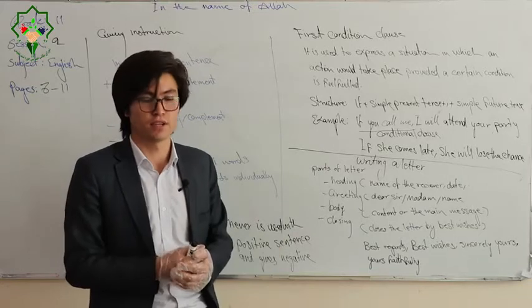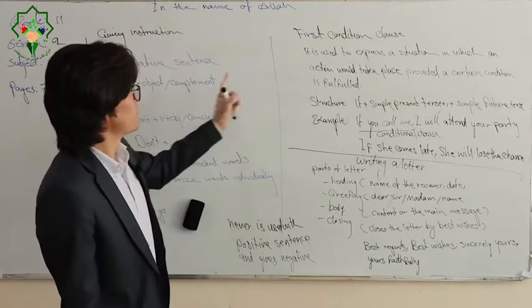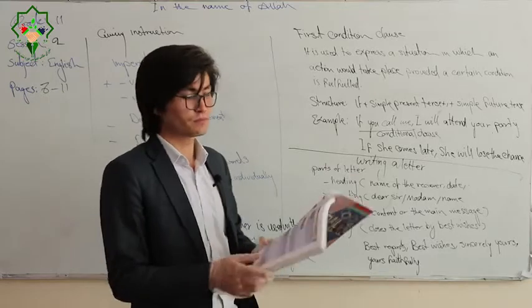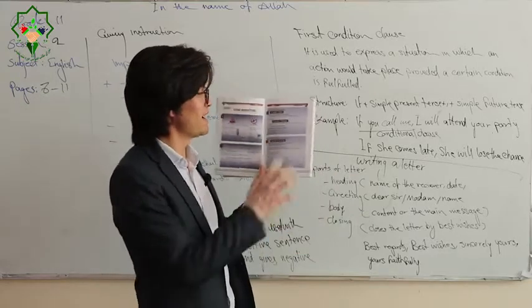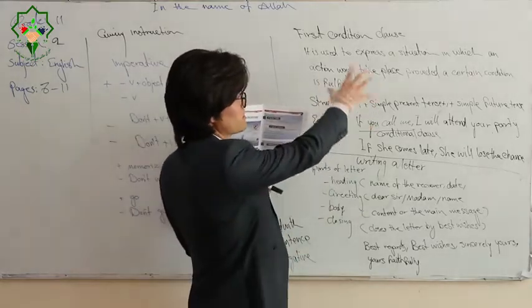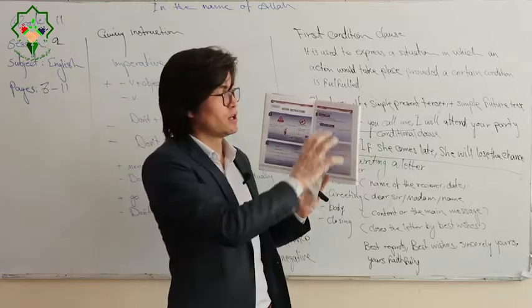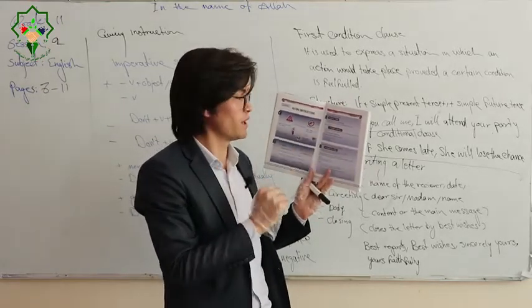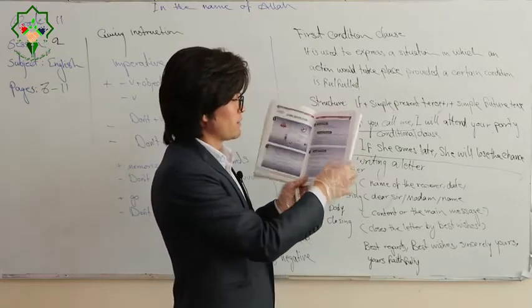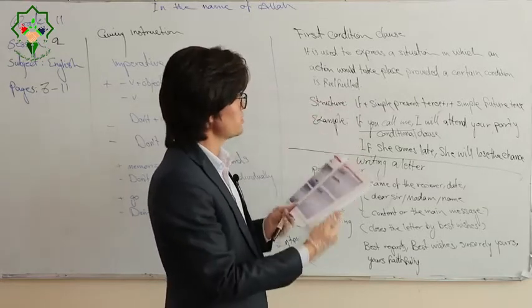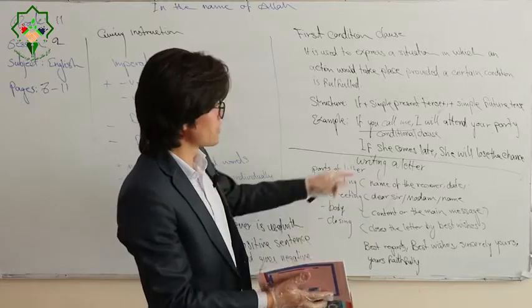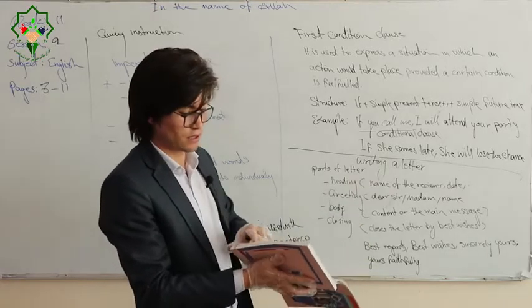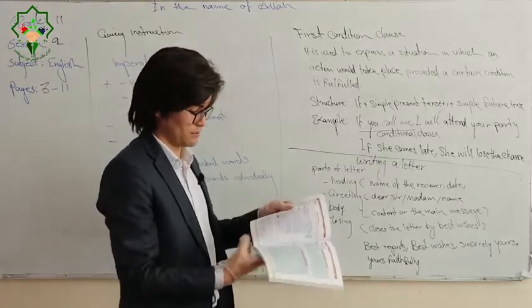It's like this. The second part, first conditional class, is covered in page 9. I told you all the structures, definition, and example. Just by one review and a glimpse, you can understand it well. And after that, I have talked about writing a letter. Writing a letter is covered in page 10.